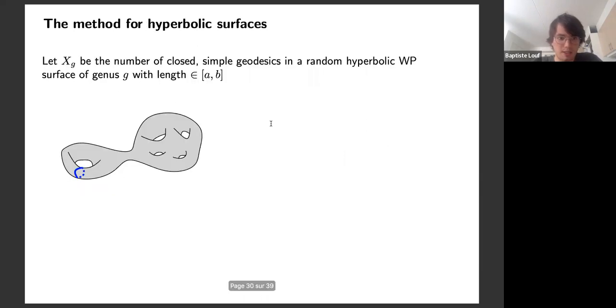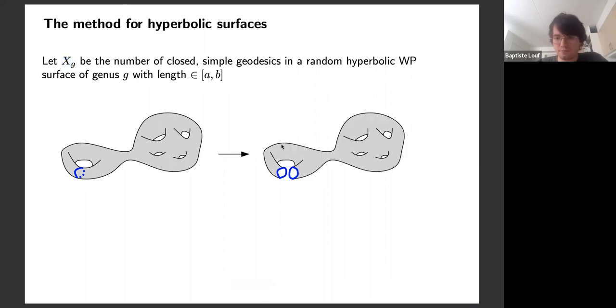I'm saying it roughly speaking. The method for hyperbolic surfaces: I'm just going to do the expectation, and then the rest works a bit the same. If you say X_L is the number of closed simple geodesics in some random hyperbolic Weil-Petersson surface of genus g with a given length, then the principle is quite easy. If you have a marked geodesic, then you can just cut it, and you obtain a surface with genus g minus one and two geodesic boundaries of the same length.